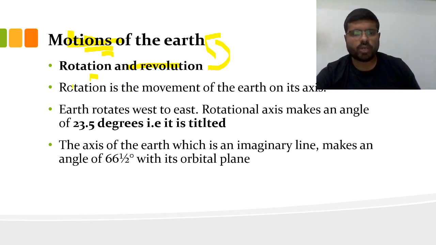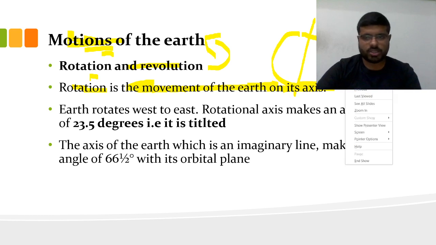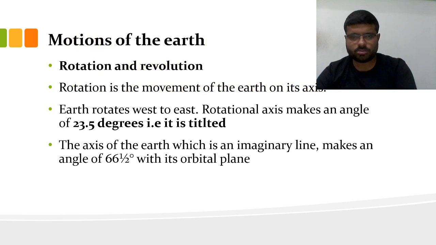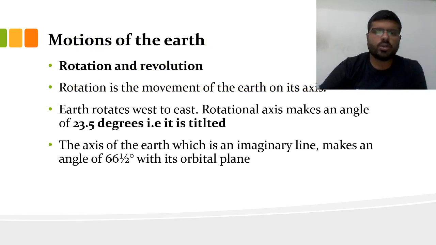Rotation is the movement of the earth on its own axis. If this is the globe and this is the axis, the earth is moving on its own axis. We call it rotation. As you know, the earth rotates from west to east. The rotational axis makes an angle of 23.5 degrees, that is, it is tilted.